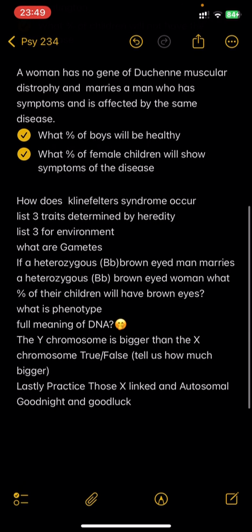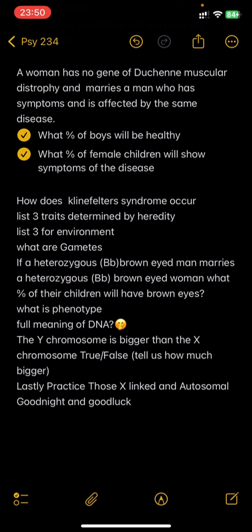Massive. Now, how does Klinefelter syndrome occur? You can pause and think about it. Now, Klinefelter syndrome occurs when the egg carries two X's. That means it doesn't separate. So it carries two X's and then the male gives one Y. That'll be XXY. Klinefelter makes the child appear male but have some female characteristics.